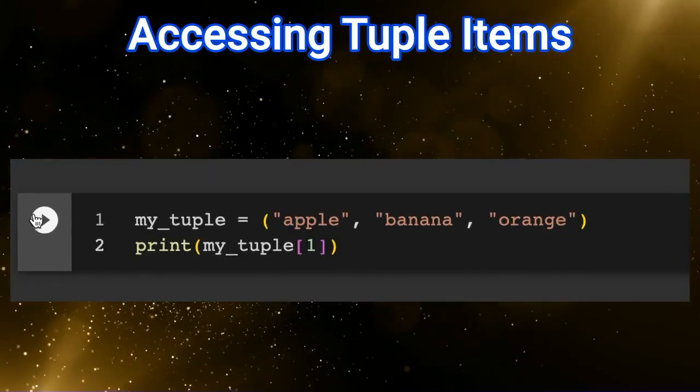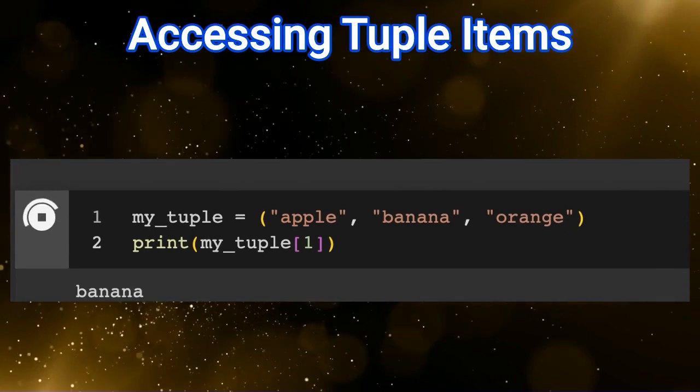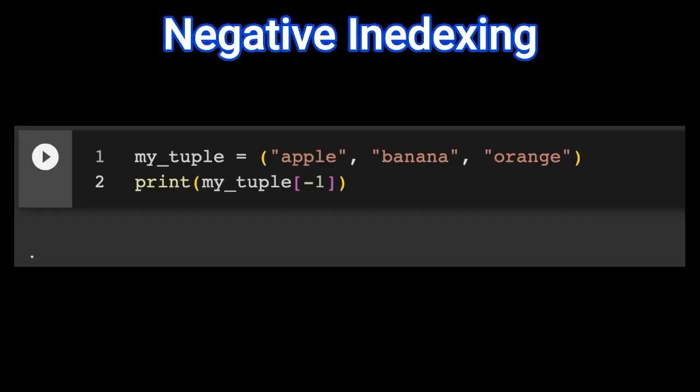You can access tuple items by referring to the index number inside square brackets. Negative indexing is used to access the items starting from the end. -1 refers to the last item, -2 refers to the second last item, and so on.